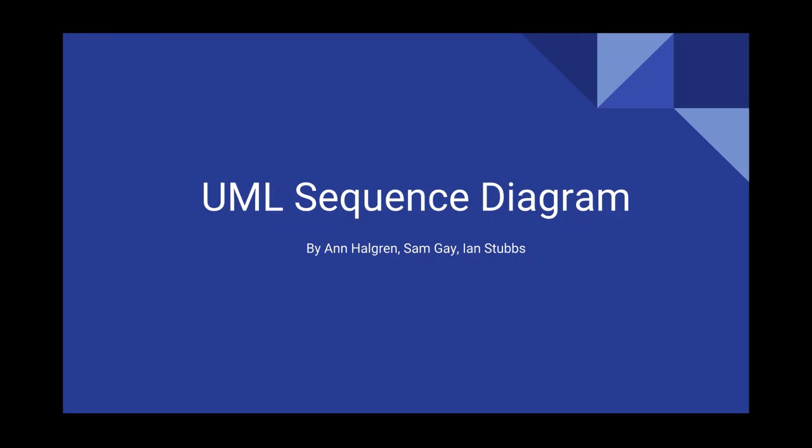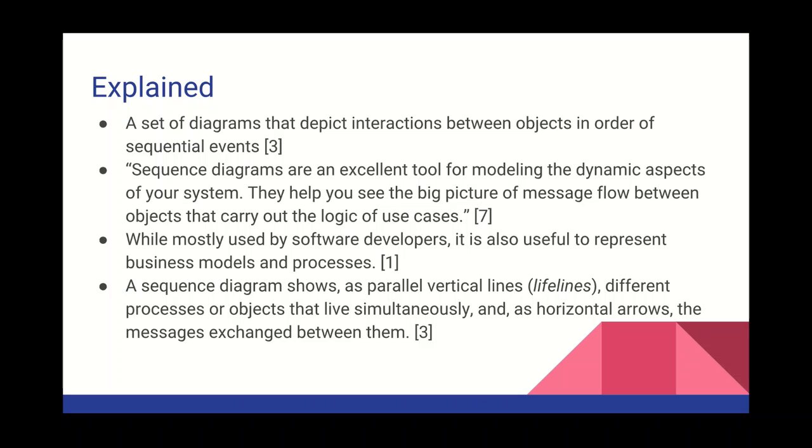This presentation is on the sequence diagram of the Unified Modeling Language, or UML. It focuses on order of events of an object in relation to other objects within a system. Sequence diagrams have many uses, not only to software developers, but also to businesses as well in modeling company plans, practices, and ideas before implementing them.